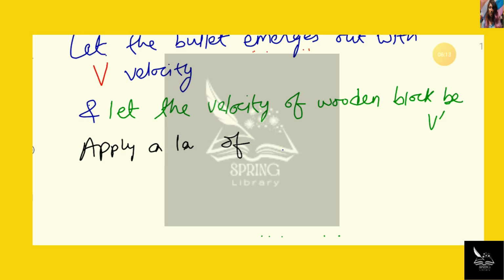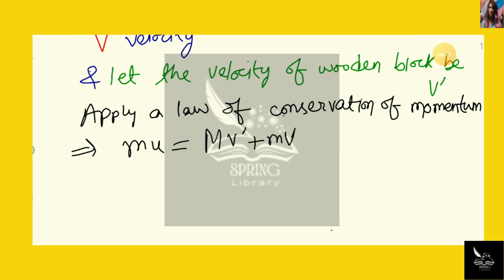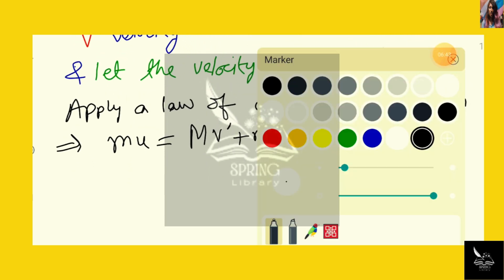So the result will be written as, initial momentum is equal to final momentum. So I can say that we will get mu is equal to capital M multiplied by v dash plus small m multiplied by v. So now the next step is, I can say that this is equation number 1.